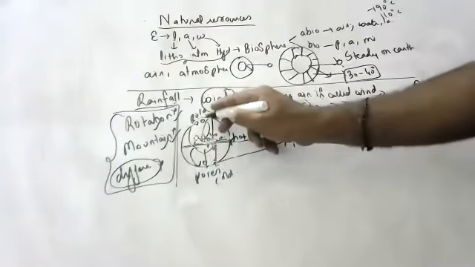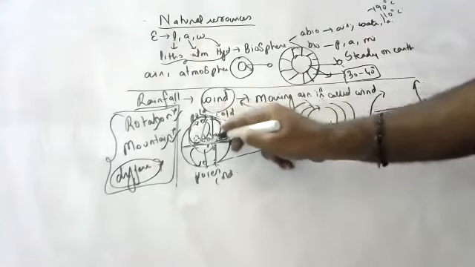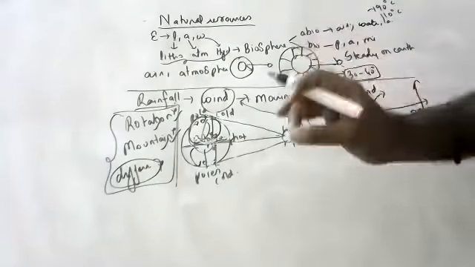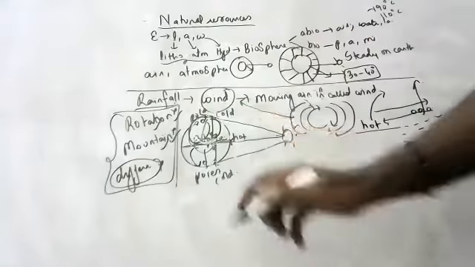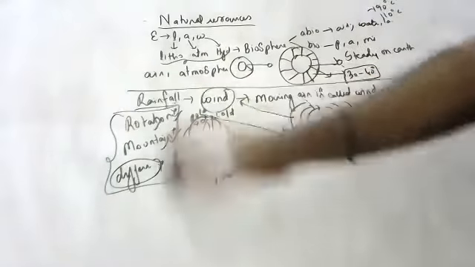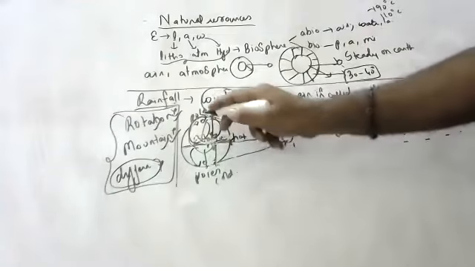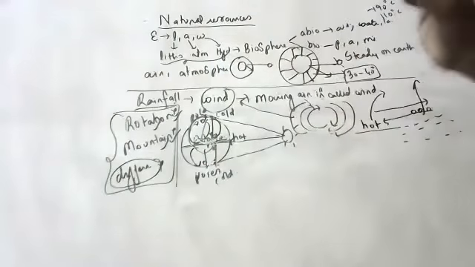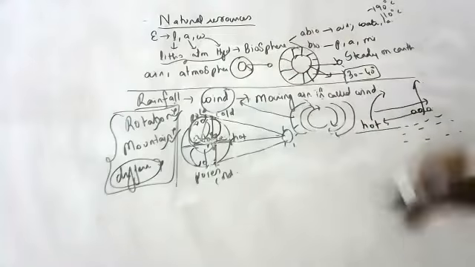Here it is hot, here it is cold. Hot air rises up, cold air comes down. Movement of air is called wind. Okay, children. Wind motion depends upon rotation of the earth, mountains in their path, and difference in the heat. This is about air and the movement of the air, that is wind.